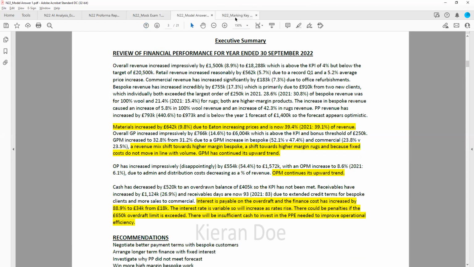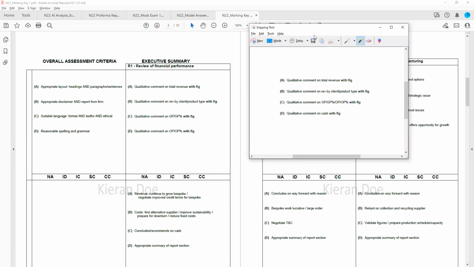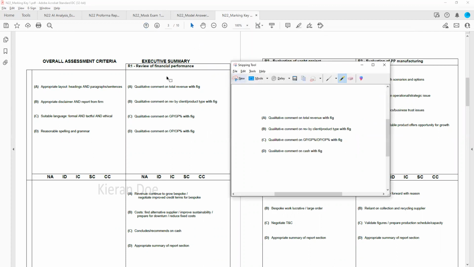And if you look at the marking key for the exec summary, and you look at that top box and compare it to the conclusions, you'll see they're the same points, which, as I've said, makes sense, because if you're concluding on the same thing and summarizing the same thing, then of course you're going to have the same points in there, because you're looking at the same subject matter.